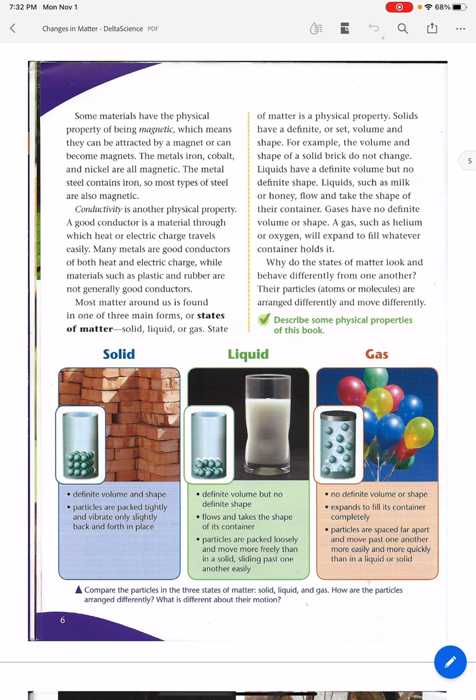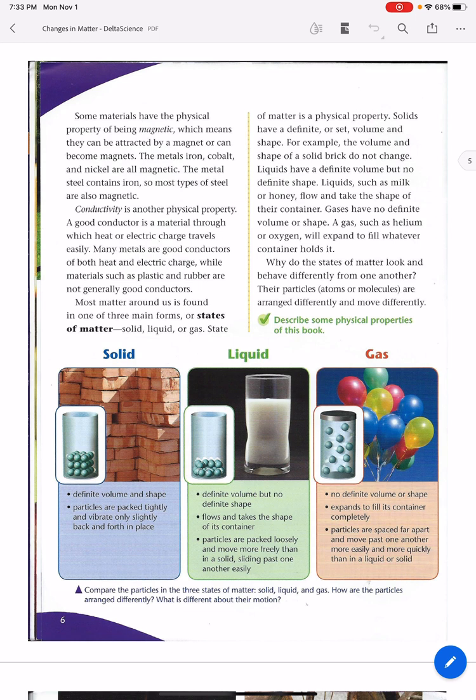Solid. Definite volume and shape. Particles are packed tightly and vibrate only slightly back and forth in place. Liquid. Definite volume but no definite shape, flows and takes the shape of its container. Particles are packed loosely and move more freely than in a solid, sliding past one another easily.